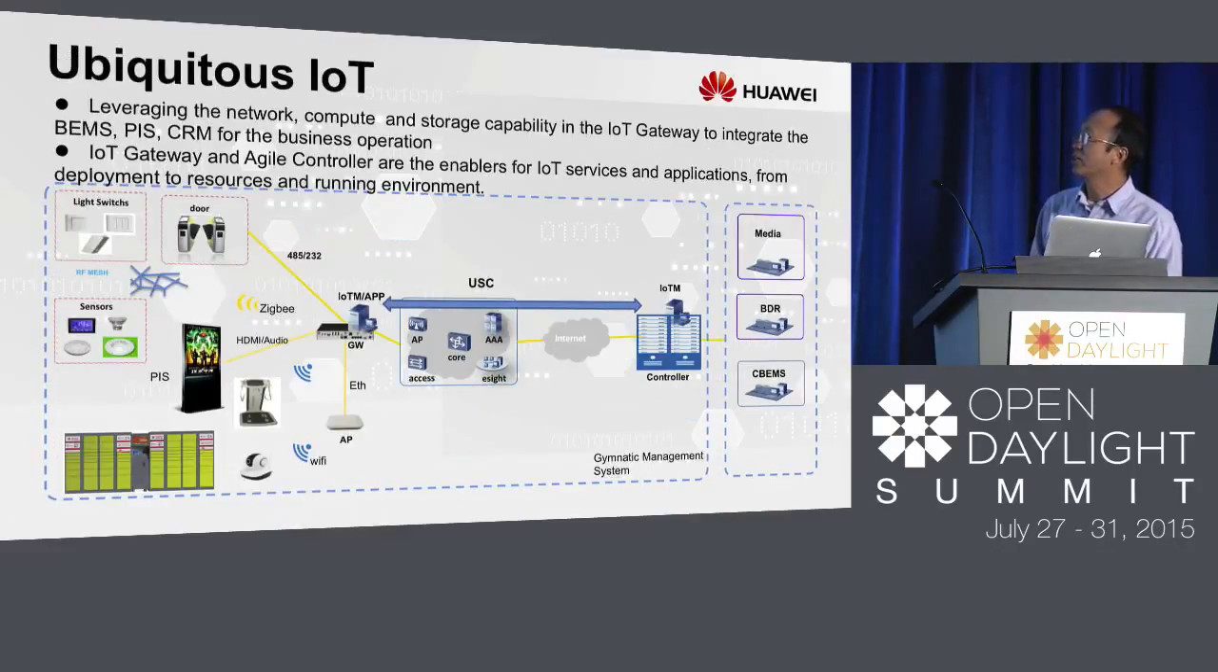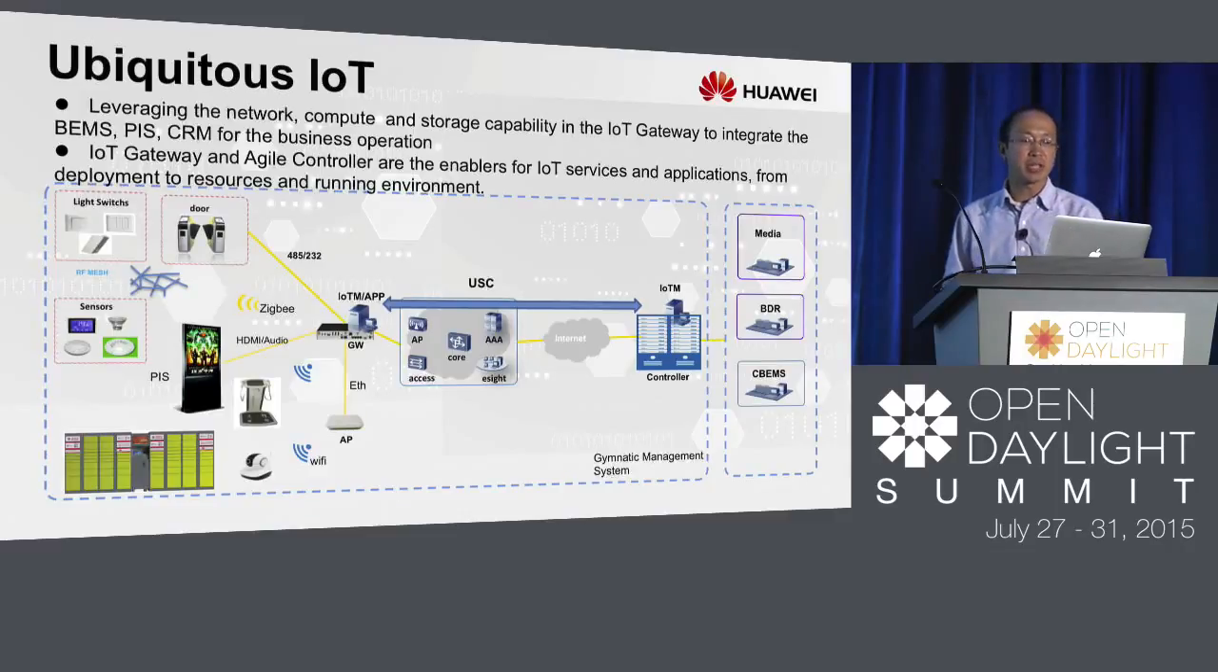The other solution use case we'll talk about is ubiquitous IoT. So we see here, the IoT gateway does more than just provide connectivity. You could deploy services on top of that IoT gateway. That means it has certain network, compute, and storage capabilities. By extending further, we want to leverage those capabilities in the IoT gateway to integrate more services for the purpose of business operations. Business operations are not based on just one type of service. They integrate multiple services together for general solutions, like BMS, CRM, or other things.